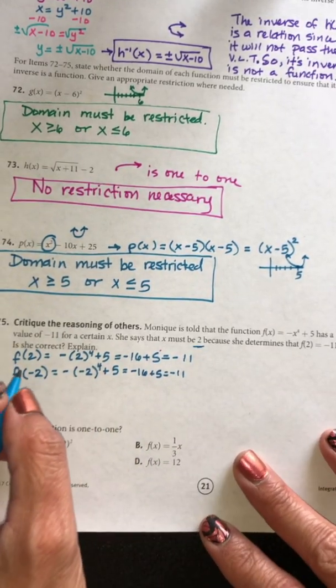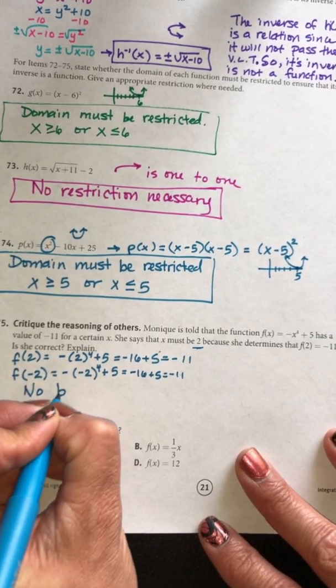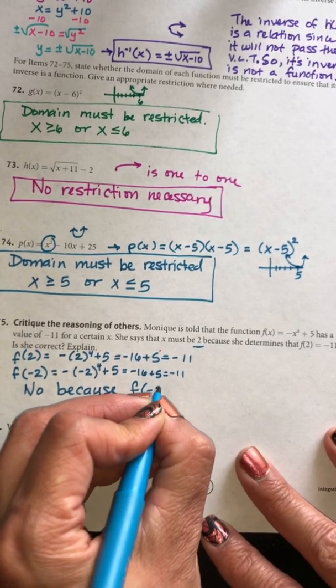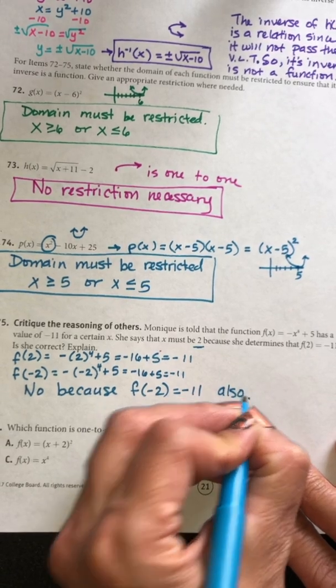So we're going to say, is she correct? No. Because f of negative 2 equals negative 11 also.